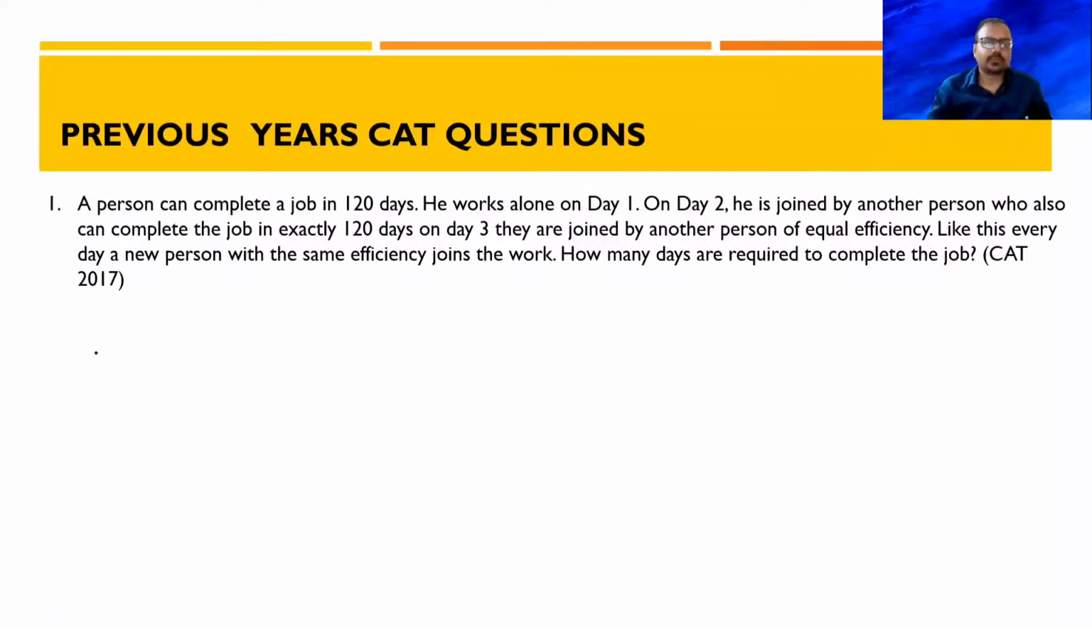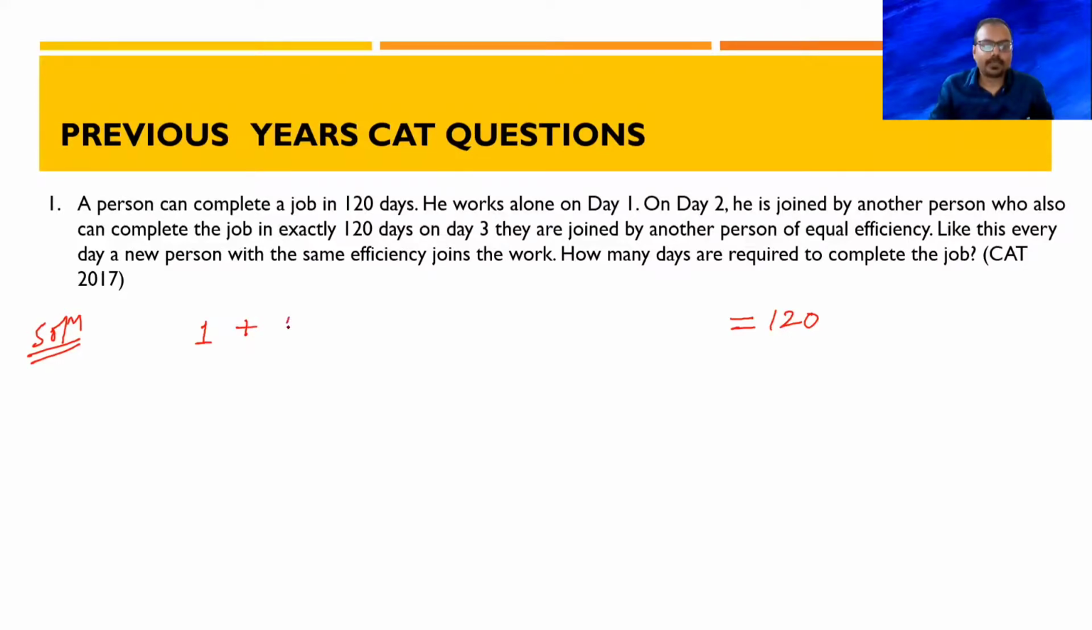A person can complete a job in 120 days. This question was asked in CAT 2017. A person can complete a job in 120 days. He works alone on day 1. On day 2, he is joined by another person who also can complete the work in exactly 120 days, and followed by the same. So let's suppose the total unit of work is 120. So in one day, how much work is he going to do? 1 unit of work he is going to do on the first day.